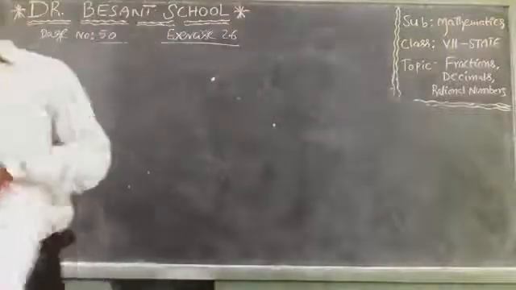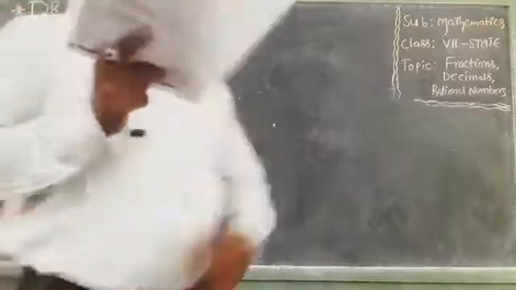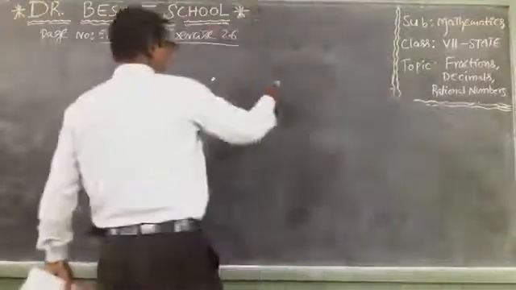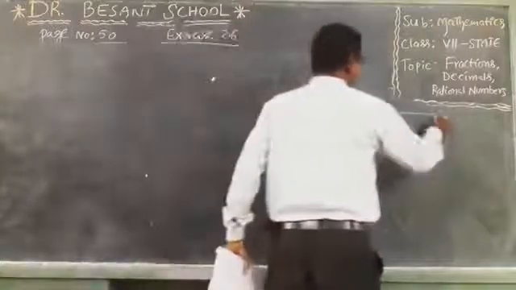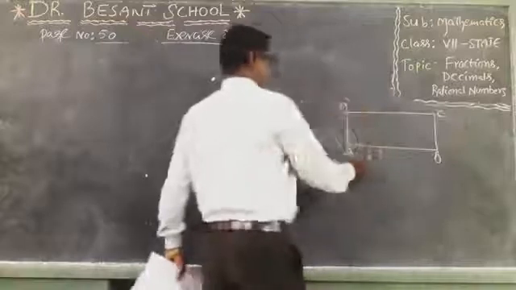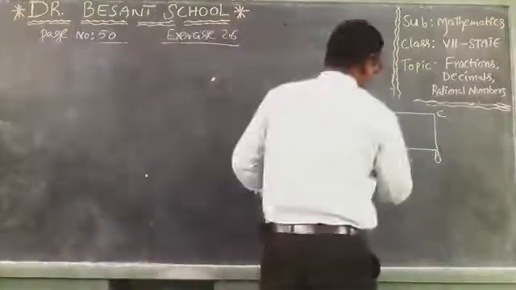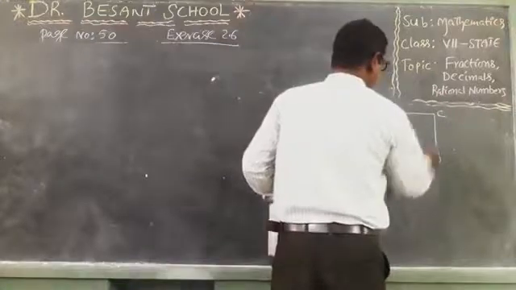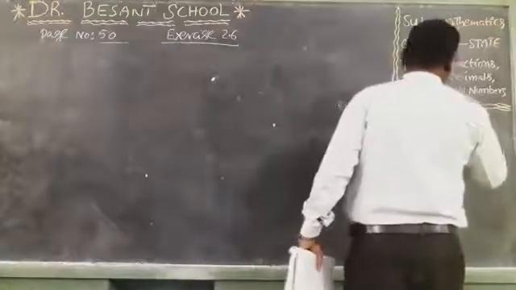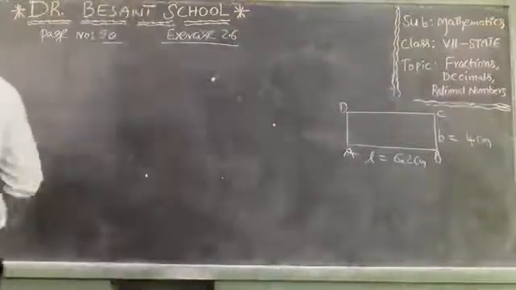Children, see the textbook, second problem. Find the area of a rectangle whose length is 6.2 centimeters and breadth is 4 centimeters. This is a rectangle ABCD. Length of the rectangle is given as 6.2 centimeters. Breadth of the rectangle is given as 4 centimeters. We need to find the area of the rectangle.